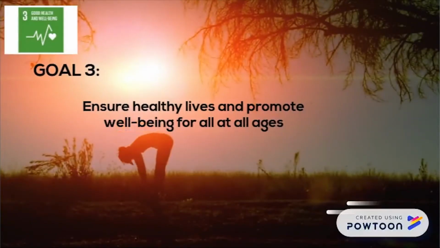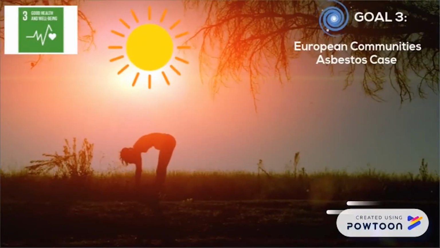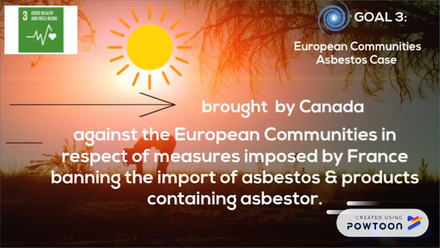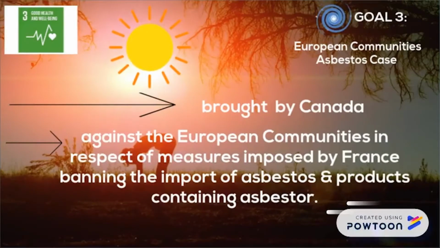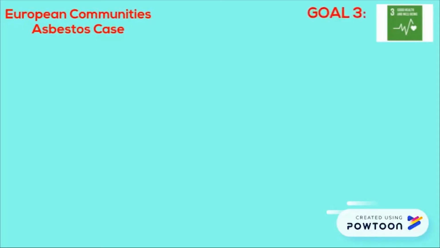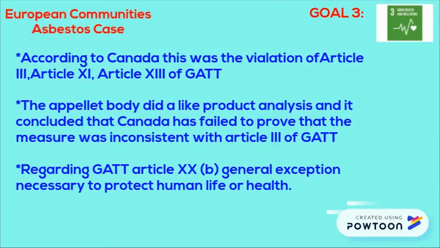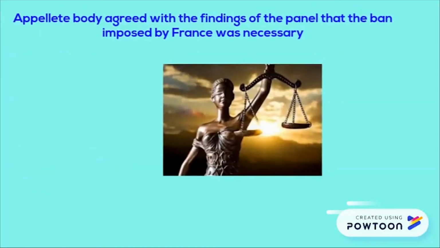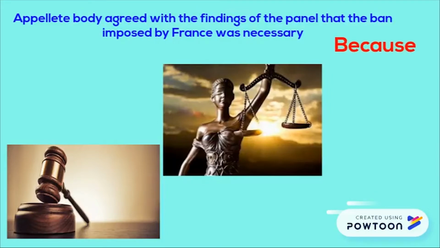In Goal 3, good health and well-being, in the European Communities asbestos case, the case was brought by Canada against the EC in respect of measures imposed by France banning the import of asbestos and products containing asbestos. According to them, this is a violation of Articles 3, 11 and 20 of GATT. The Appellate Body did the like product analysis and concluded that Canada had failed to prove the inconsistency of the measure with Article 3 of GATT, regarding GATT Article 20B, the general exception necessary to protect human life and health. Later, the Appellate Body agreed with the findings of the panel that the ban imposed by France was necessary.